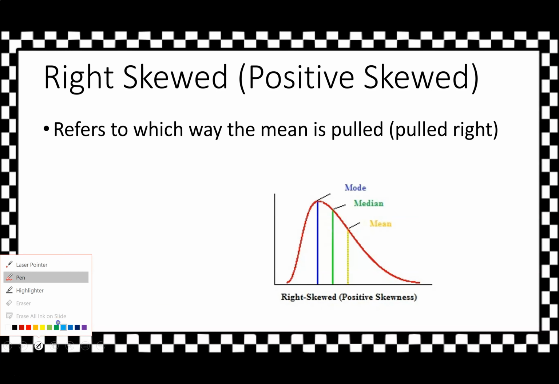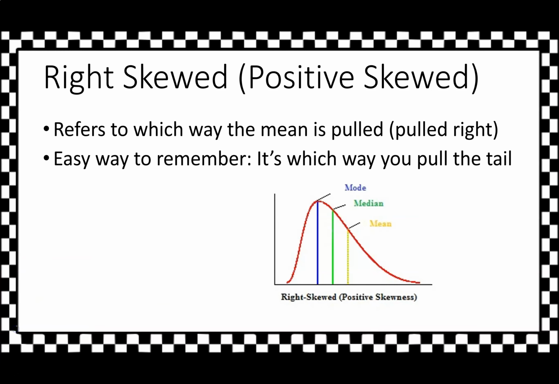All right, let's talk about right skewed. Why is this considered right skewed? Well, here's my tail right here, fluffy tail. And I'm taking my hand. Yeah, it's a nice hand. And I'm going to grab it and I'm going to pull it this way. So this one here is right skewed.